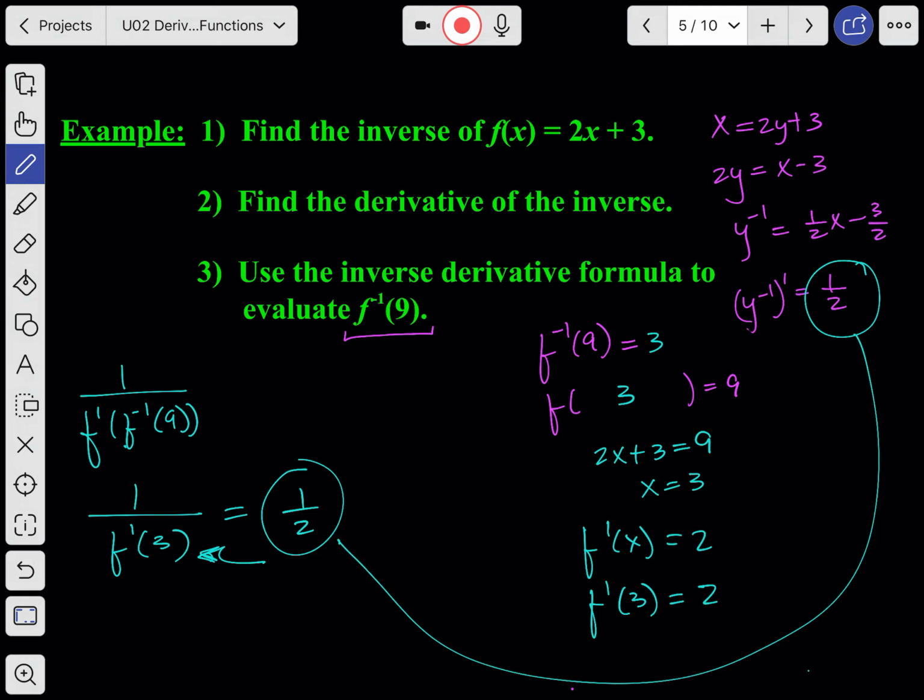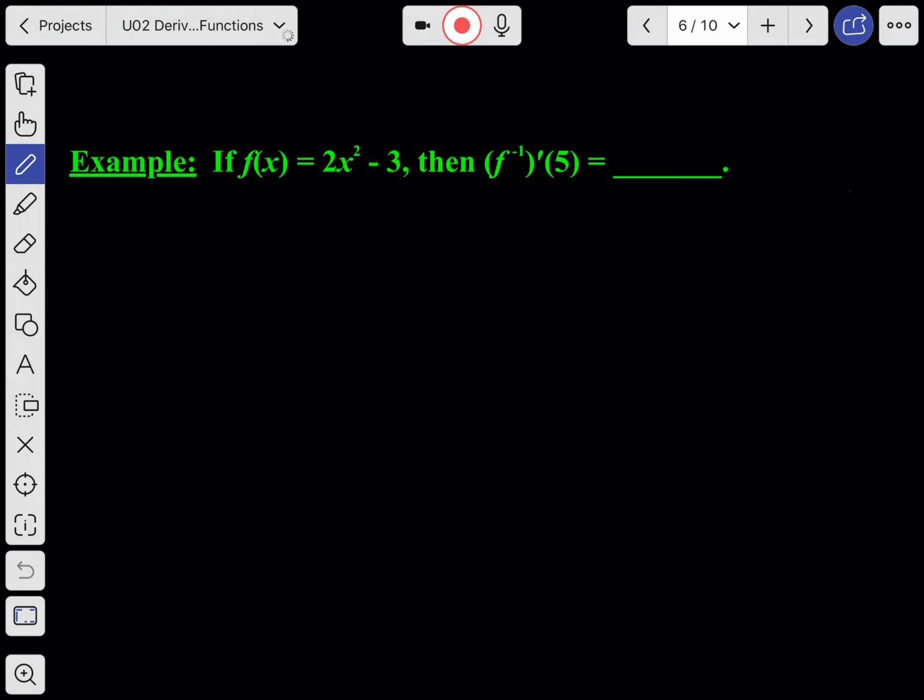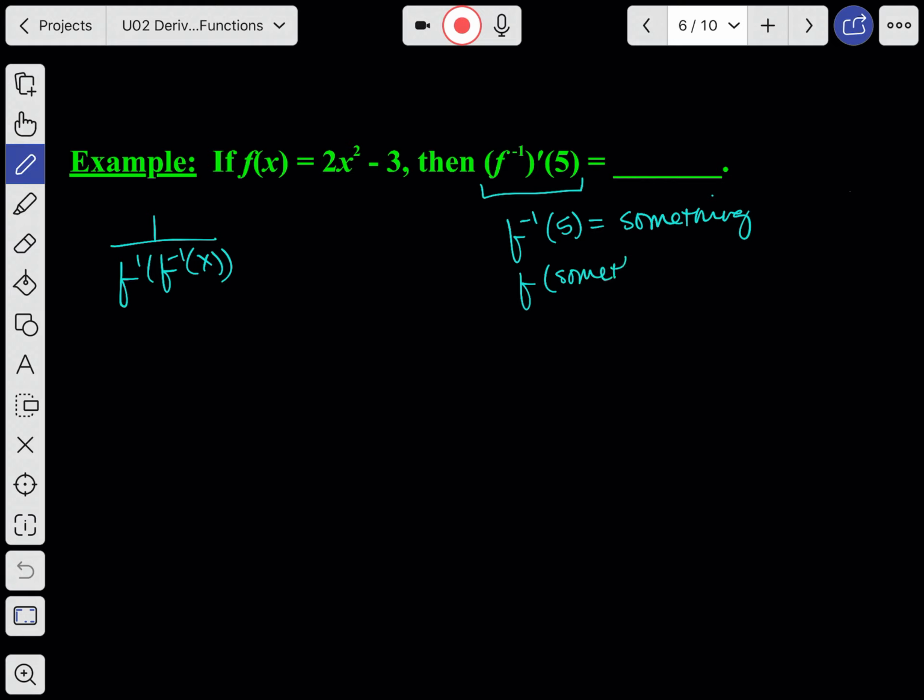So it's not too bad if you have something nice and simple, but they are never going to last that simple. Okay, so we jump right to a quadratic. So let's write down our formula: 1 over f prime of f inverse of x. And so here's how I think about it. This is what we're trying to solve: f inverse of 5 is equal to something. f of something is equal to 5.